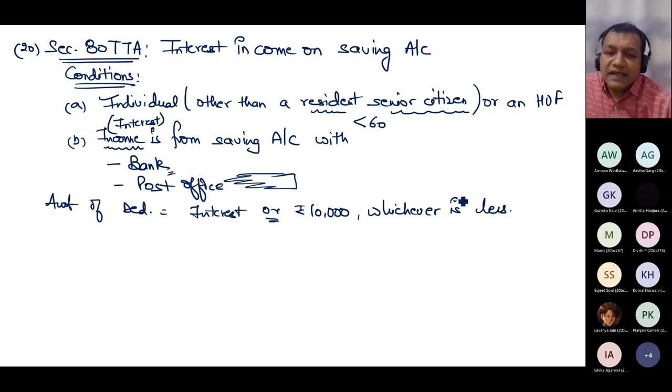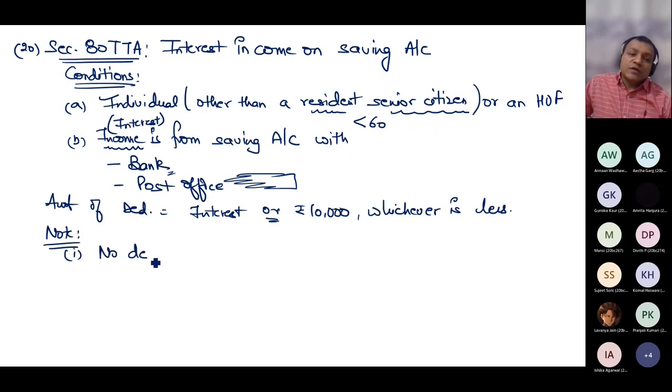10,000 or whichever is less, interest whichever is less is allowed as deduction to every individual earning income from savings account. No deduction from FD. Do remember that there is no deduction under 80TTA on interest on time deposit. What do I mean by time deposit?